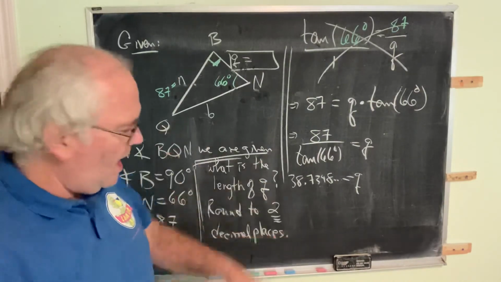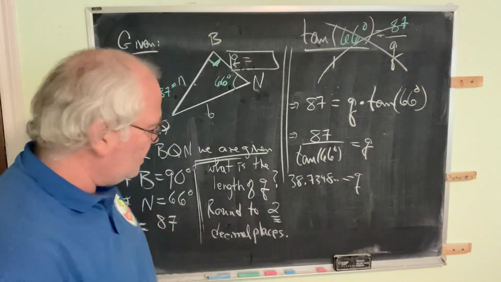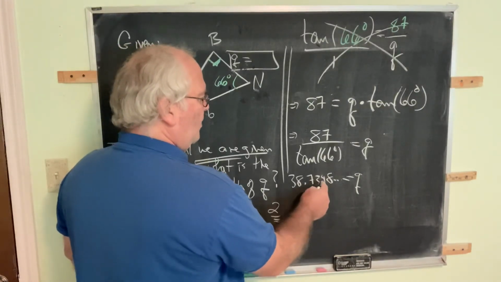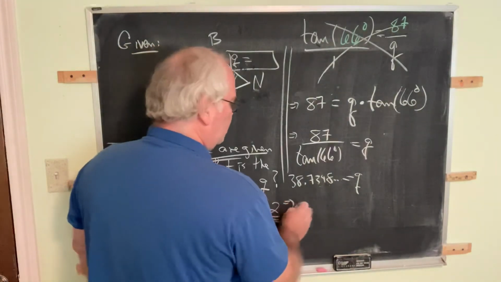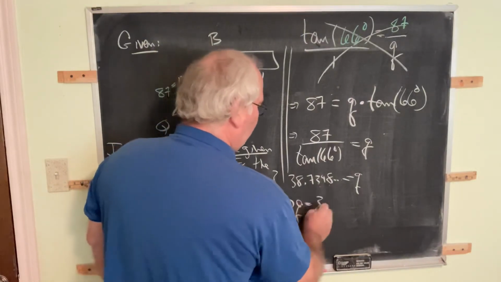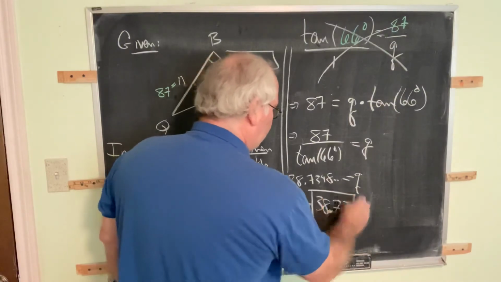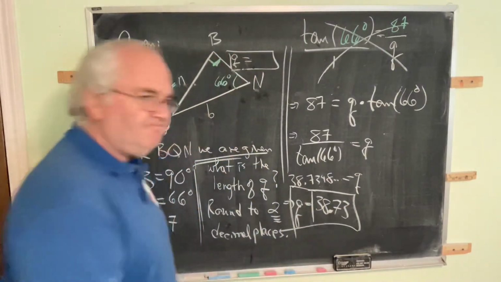Why? I don't care why. That's what the boss said. So the boss says two decimals. I give you two decimals. So this 4, 0 to 4, leave this value alone. So we will use Q is equal to 38.73. And the trick is done.